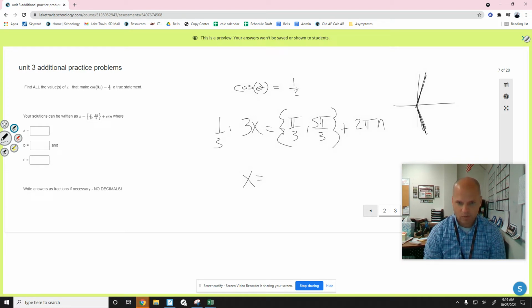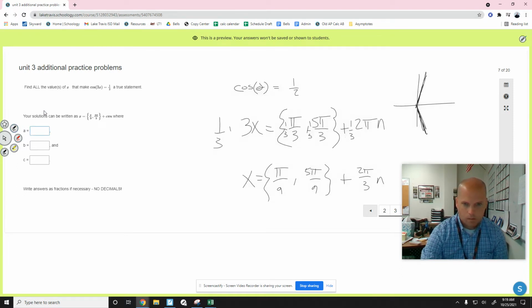Now, dividing by 3 is the same as multiplying by 1/3. I'm going to multiply all of these by 1/3, giving me my solutions are pi over 9, 5 pi over 9, plus multiples of 2 pi over 3n. Those are going to be all my solutions. So pi over 9, 5 pi over 9, plus 2/3 pi n. Okay, there's my fraction, no decimals.